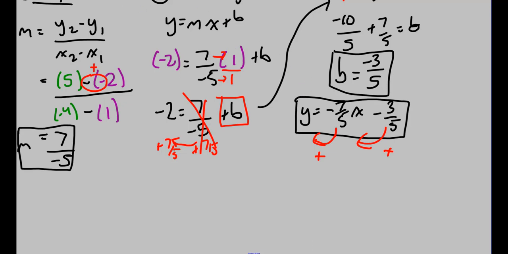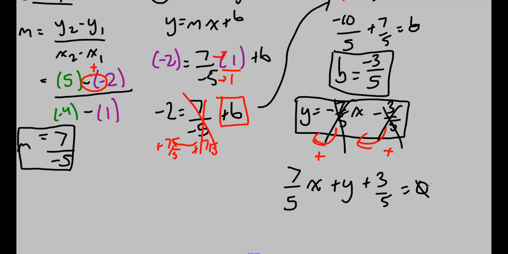Or you could get rid of the fraction first. It doesn't actually matter, but I'm just going to do this first. 7 over 5x plus y plus 3 over 5 is equal to 0 because these will cancel out. Negative 7 over 5 plus 7 over 5 is 0. Negative 3 over 5 plus 3 over 5 is 0. And that's why I'm left with 0 here.